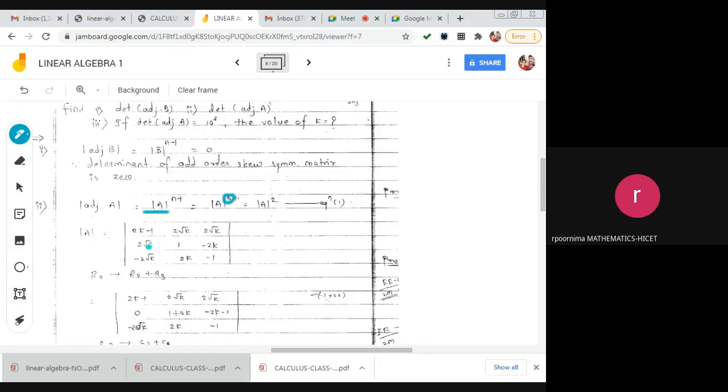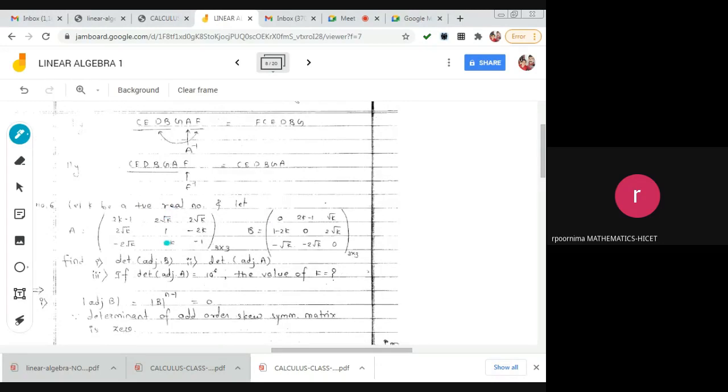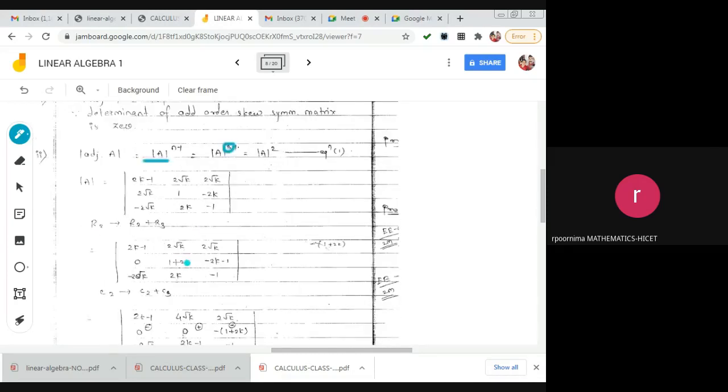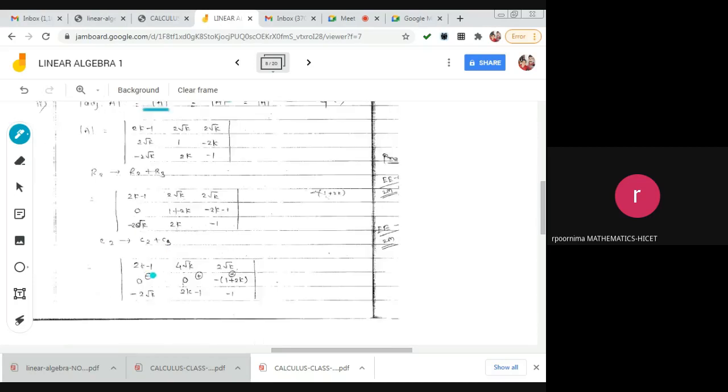Then determinant A, the A matrix is already given. We need to take the determinant on both sides. We'll get determinant A equals 2k minus 1, 2 root k, 2 root k, and the remaining elements. Apply the row operation R2 goes to R2 plus R3, to make the maximum number of elements 0, for the expansion of our determinant.